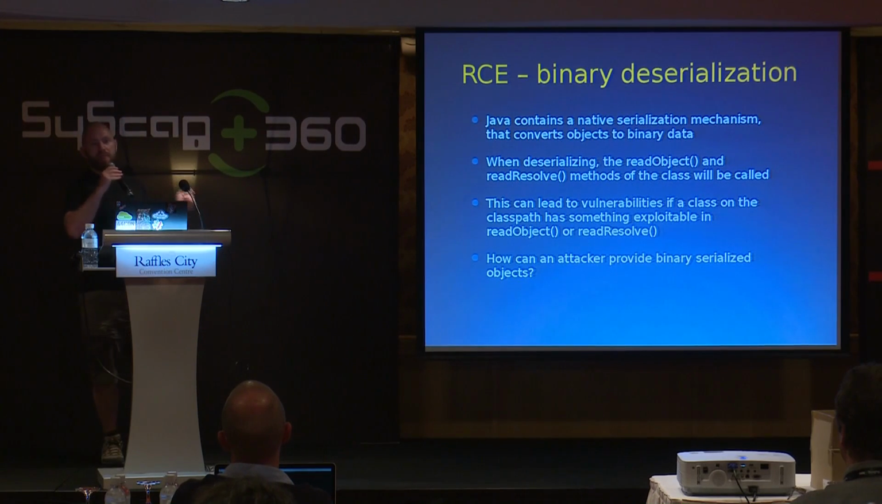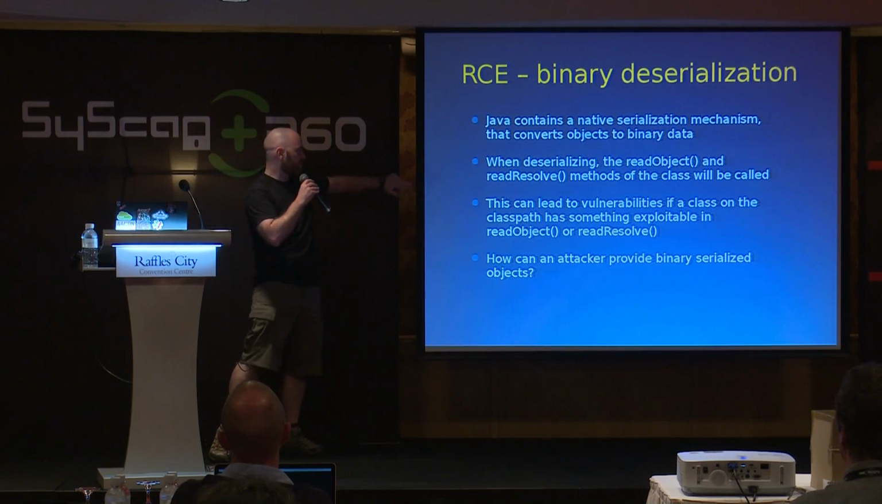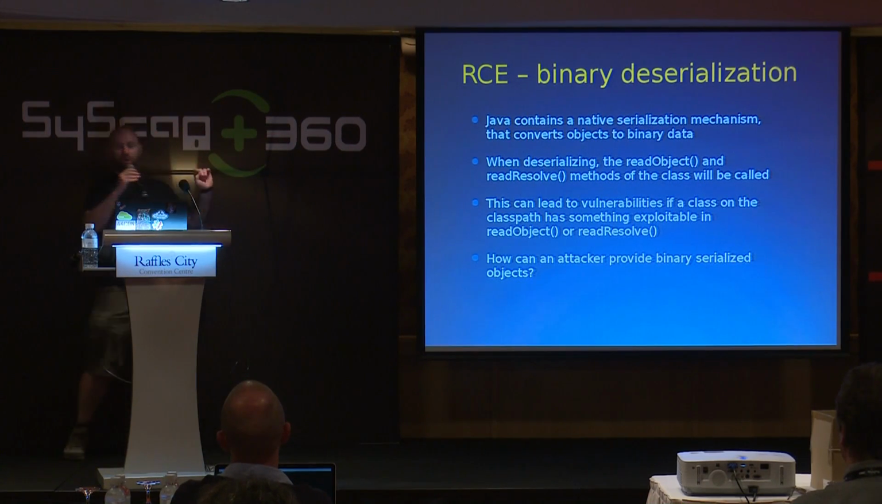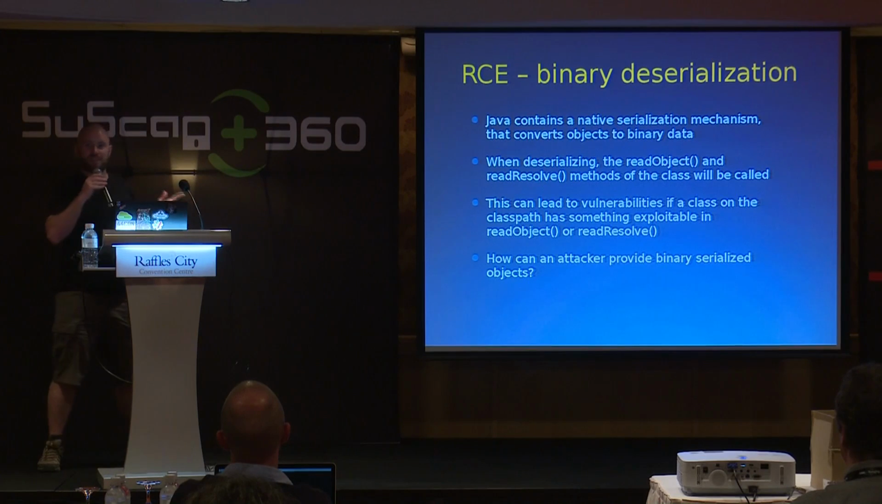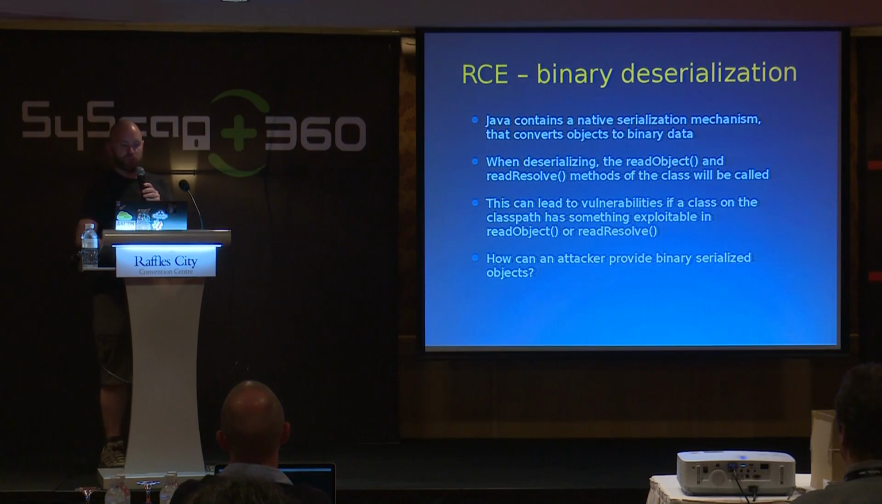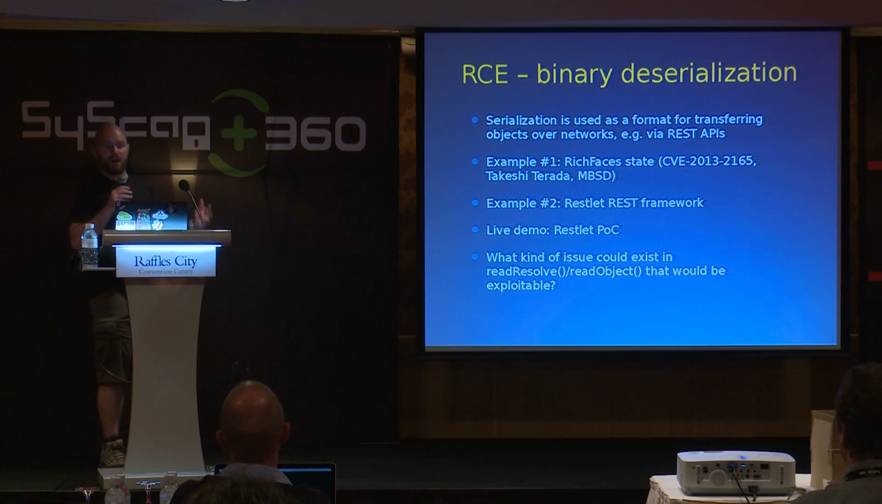But anyway, if any class that's on the Java class path implements the serializable interface and it has some code in these readObject or readResolve methods that expose some kind of vulnerability, then attackers could trigger it by passing in serialized instances of those classes. So there's two conditions that have to be met here. The first is that an attacker has to be able to provide arbitrary serialized content, and the second is there has to be something vulnerable on the class path. So let's start with the first bit. How can an attacker provide arbitrary content and have it deserialized?